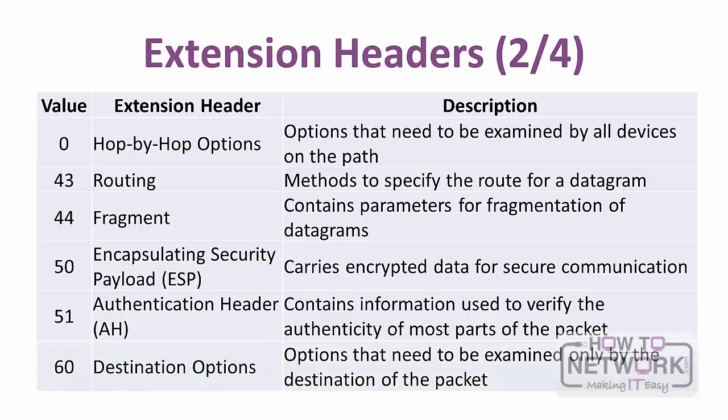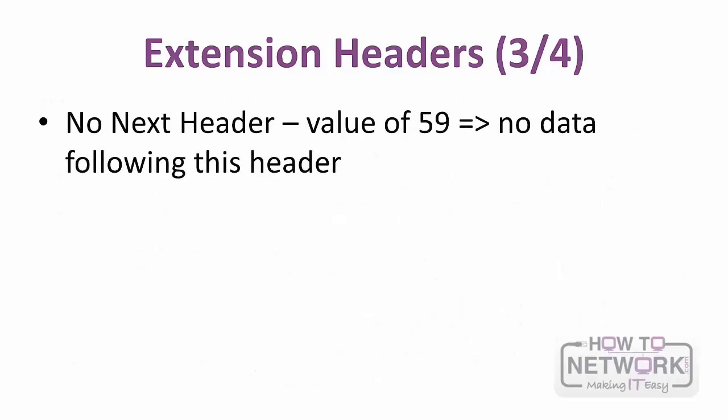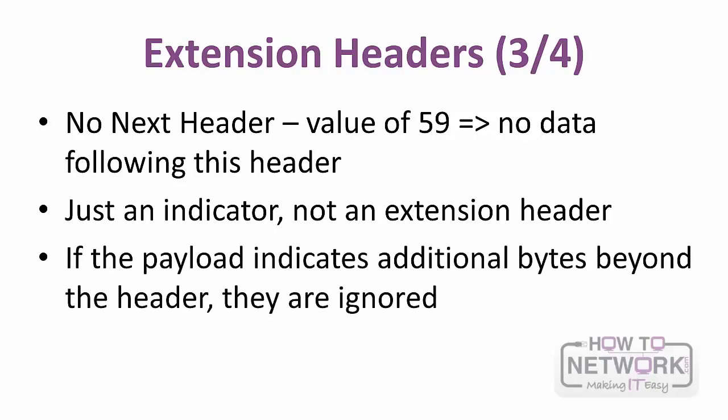Destination options. With a decimal value of 60, this is used to carry optional information that only needs to be examined by a packet's destination node. No next header. The next header value of 59 indicates that there is no data following this header. This is just a placeholder, indicating that there is nothing after this header. If the payload length indicates that there are additional bytes beyond the header, those bytes will be ignored.